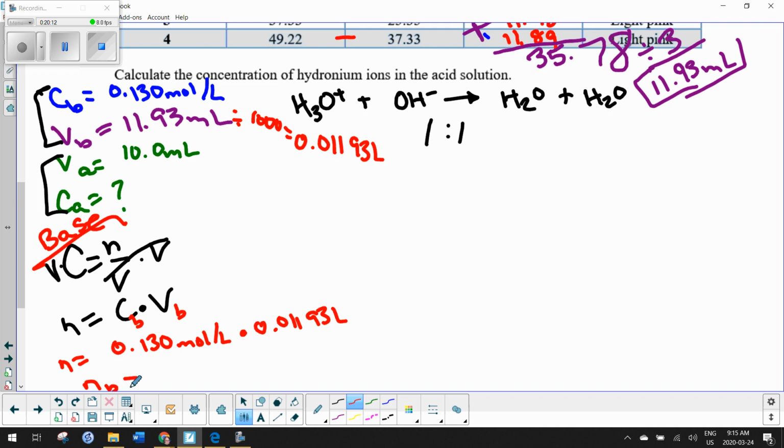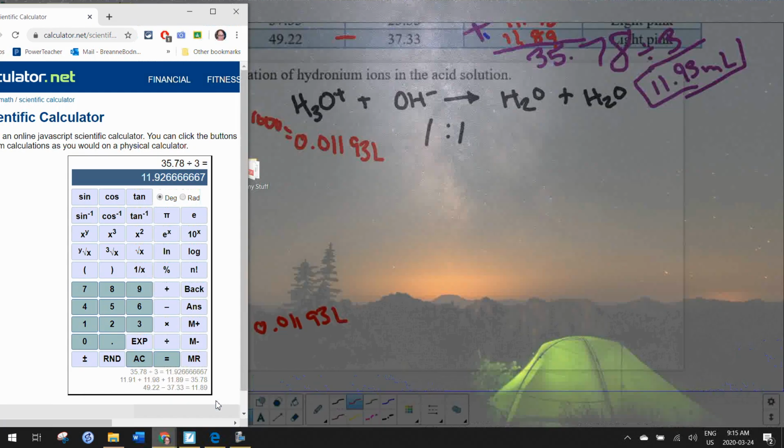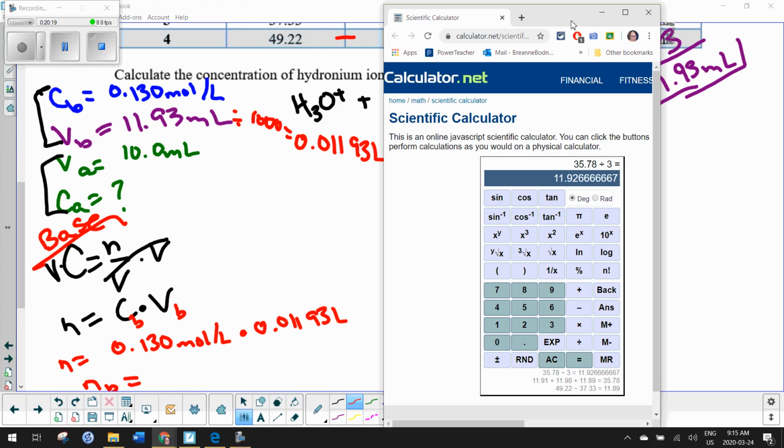N base. So now I multiply the two together. Let me move this over here so that you can see. 0.130 times 0.01193 equals 0.00155. So we're going to keep it at 0.00155, and we're going to record that down.